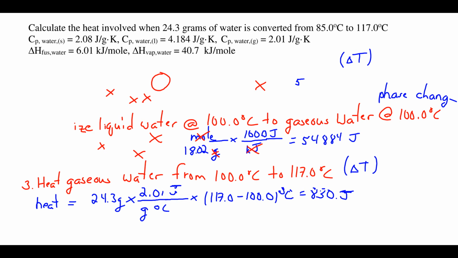Finally, in the third step, grams and degrees C again cancel out. The only surviving unit is joules in each of these 3 steps. So the final step is to add these 3 values of heat together and express our answer with appropriate sig figs.